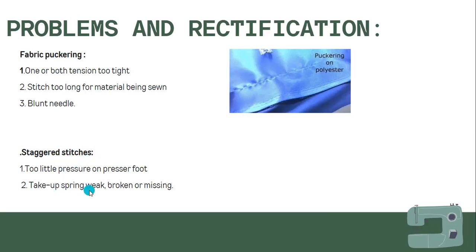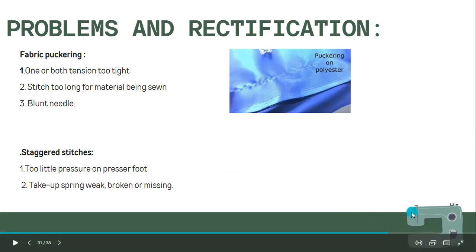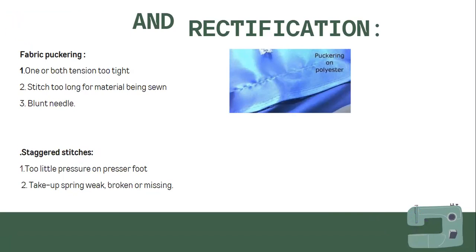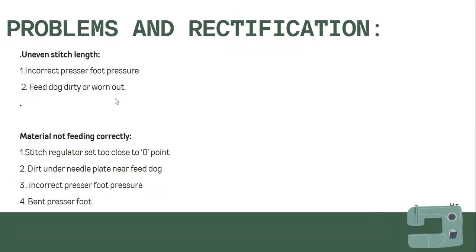Then the take up spring is weak, broken, or missing. The take up spring is here, over the place where the thread is moving. There also there is a spring. If the spring action is weak, then staggered stitches can also be a result. Then uneven stitch length. If in some places the stitch length is high, then small stitches, then big stitches, like that, that could also be due to incorrect presser foot pressure.